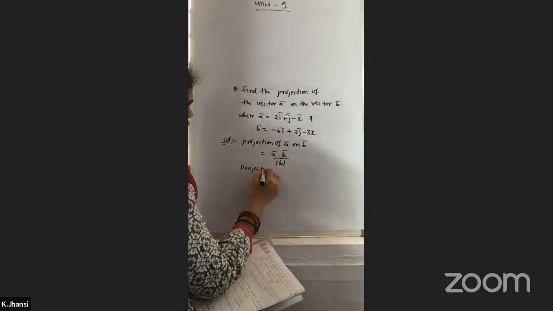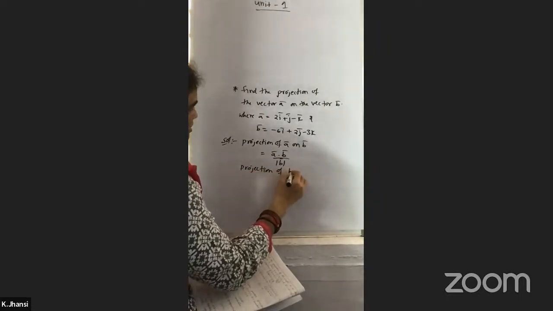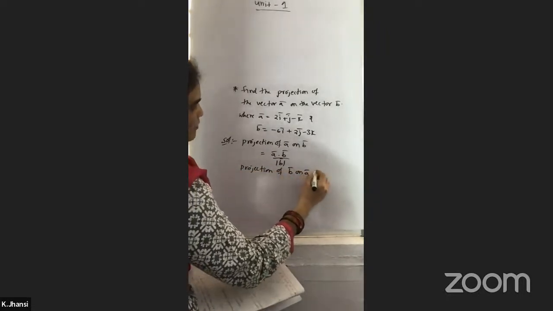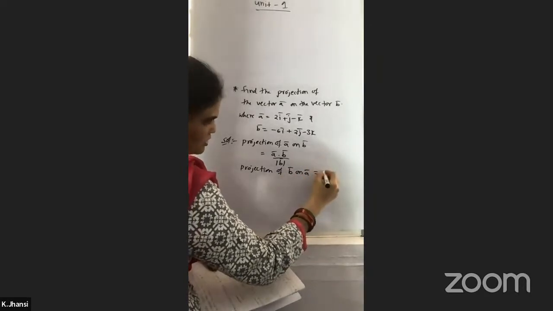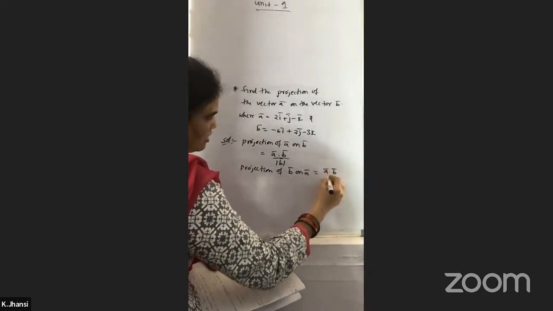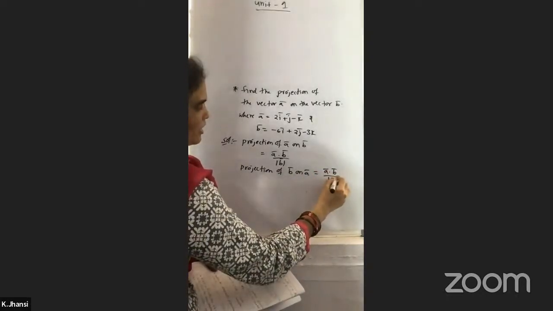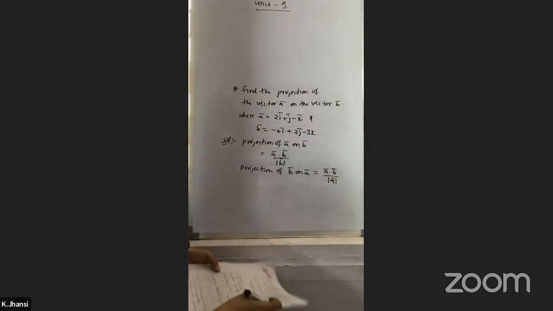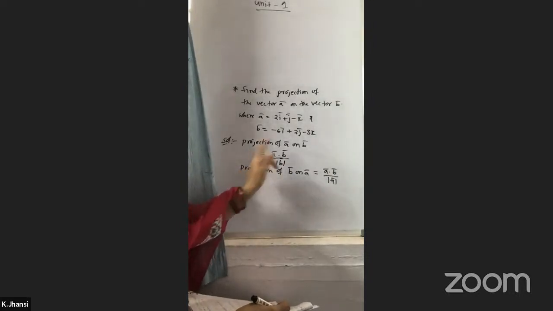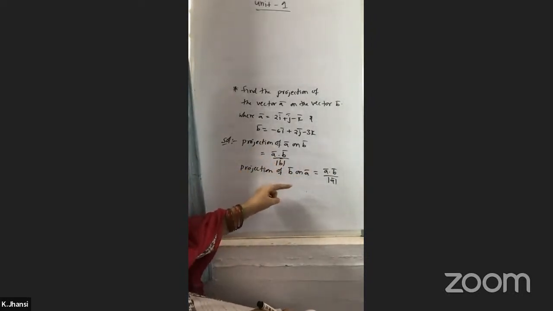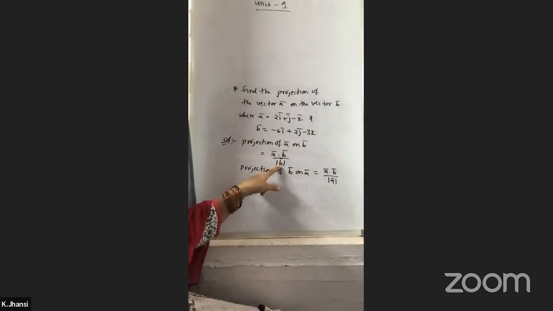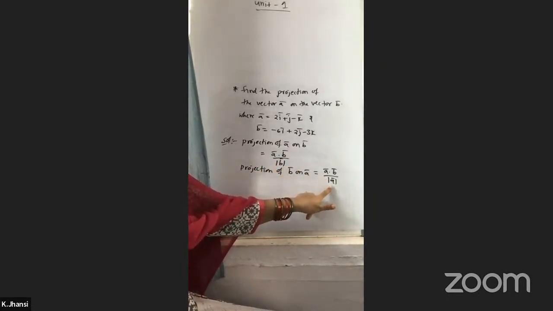Next one is projection of vector B on A. It is equals to, same as before, A dot B by, but instead of B in the denominator, you will have A. Remember these two formulas. Only the denominator is slightly different. When it is A on B, you will have vector B here, and here you will get vector A.